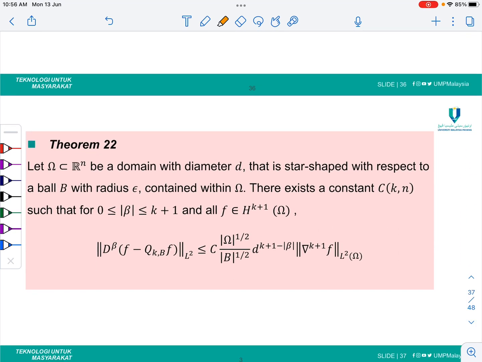Theorem 22, let omega in R^n be a domain with diameter d that is star-shaped with respect to a ball B with radius epsilon contained within omega. There exists a constant C(k,n) such that for beta within 0 to k plus 1 and all f in H^{k+1}, this statement holds.